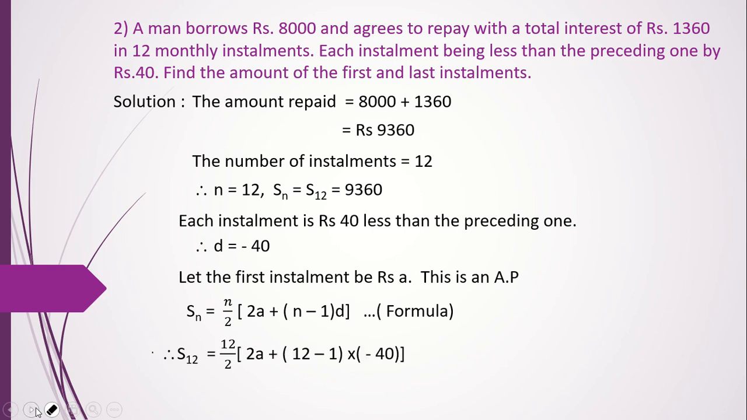Now Sn is 9360, that is S12. S12 is 12 upon 2 into 2a plus 12 minus 1 into minus 40. 12 upon 2 is going to be 6. So S12 is 9360, we substitute. This is 6, 2a as it is, 12 minus 1 is 11 into minus 40. Now multiply 11 into minus 40 and see what we get. And this 6 is multiplied with this bracket. 6 can go there and 6 will become division over here.